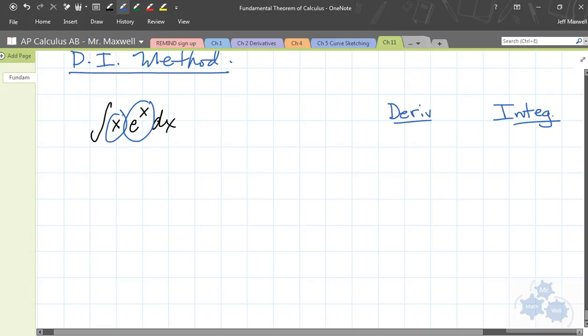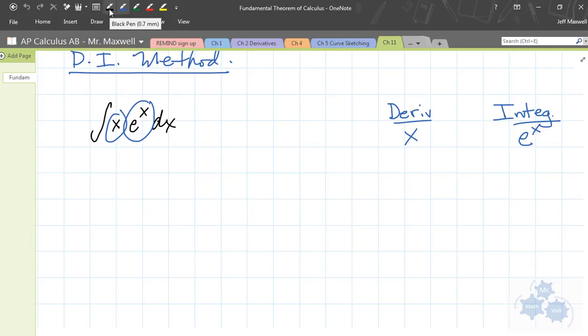But if you have an algebraic monomial like this, like x or 2x squared, that's the one you're going to want to differentiate. Okay. So in this case, we're going to take x as the function f of x that we want to differentiate, and e to the x we're going to want to integrate. So this is going to be easy to differentiate, and this one, of course, because it's e to the x, is going to be easy to integrate. So that's what you want. You say, which one's going to be really easy to integrate? That's almost your deciding factor.